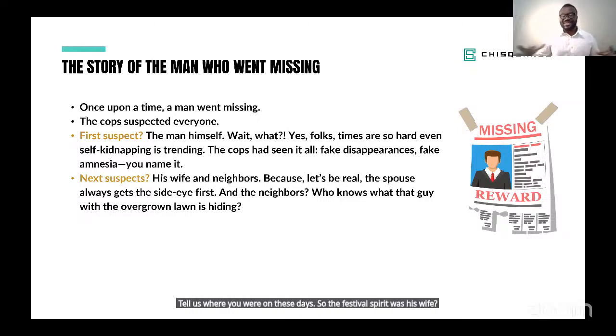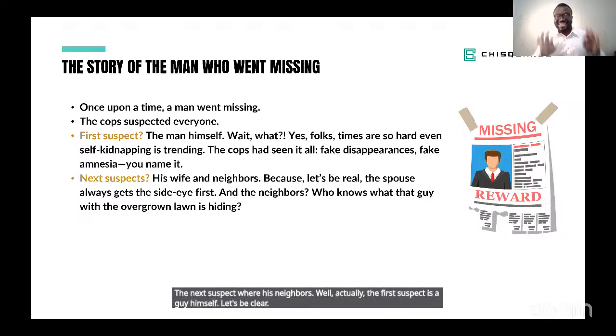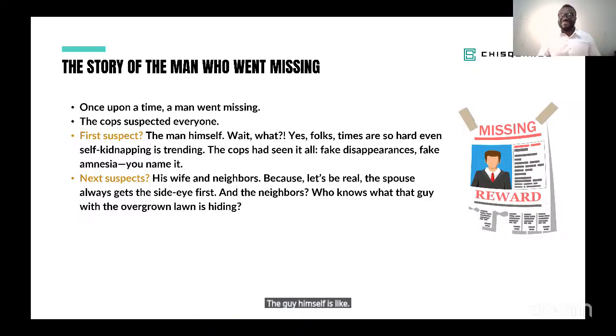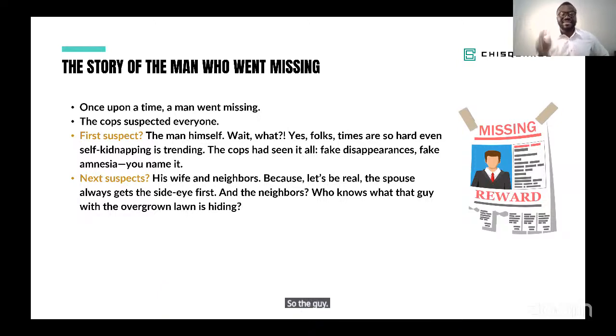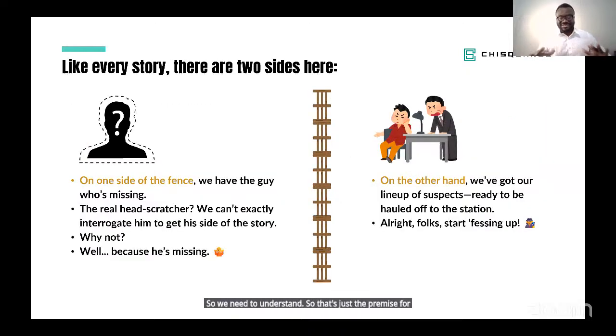The next suspects were his neighbors. Well, actually, the first suspect is the guy himself. Let's be clear. The guy himself, because these are very hard economic times and anything can happen. So let us collect more information about this guy. What are the circumstances surrounding his mysterious disappearance? So the first suspect is the guy, and the next suspects are the wife and the neighbors, right? So we need to understand.